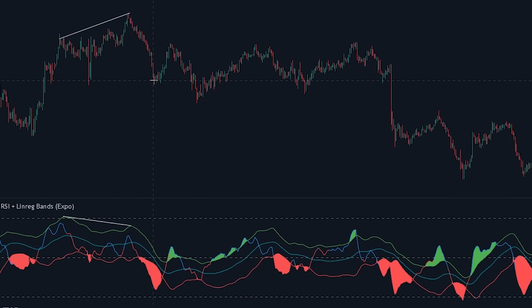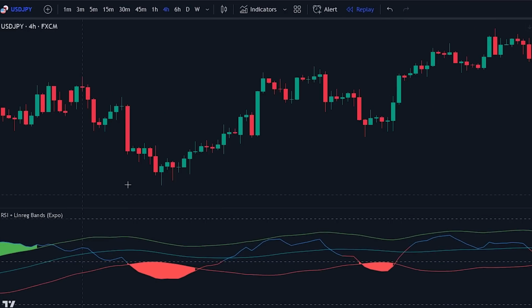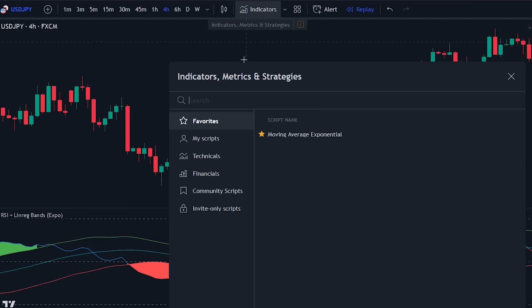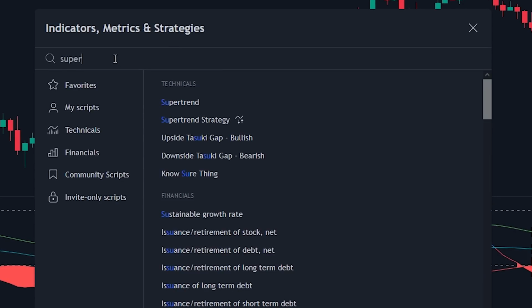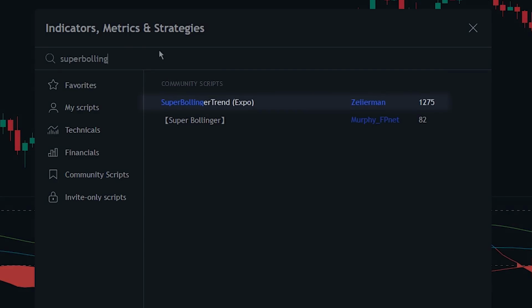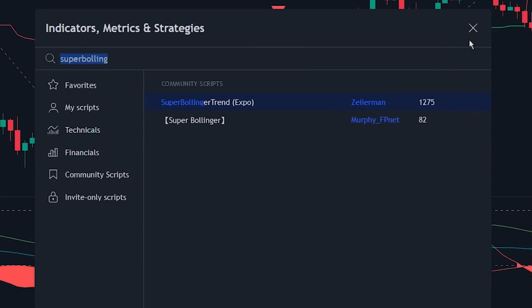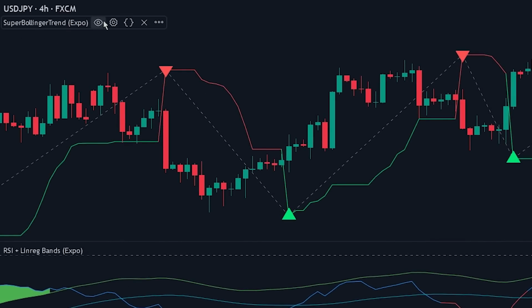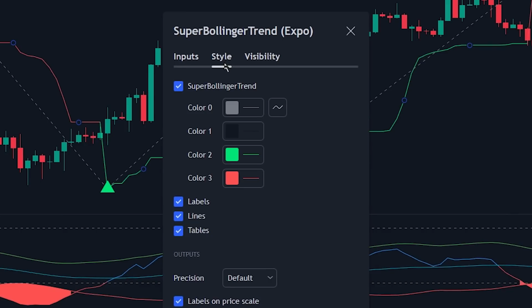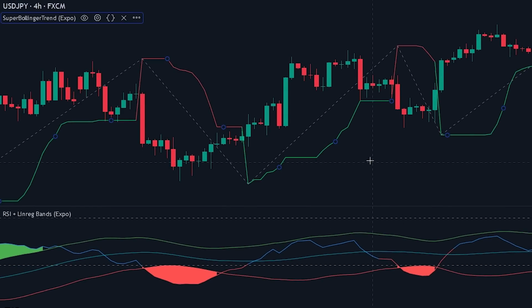Even though the indicator can already be extremely profitable when used by itself, let's add an extra indicator to the chart to make a complete strategy to use it with. Head over to the Indicator Search tab and search for the Super Bollinger Trend indicator. Select the indicator made by Zierman and add it to the chart. After that, navigate to the Indicator Settings tab and click on the Style tab. Here we will be unchecking the Labels checkbox to make the chart less cluttered. That was all that we needed to do.